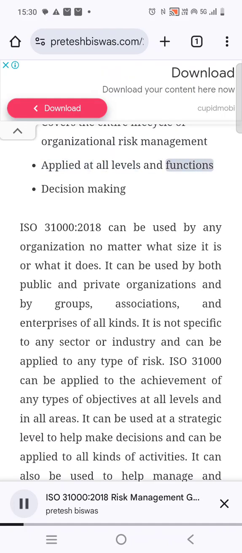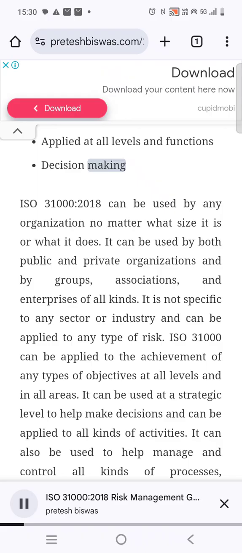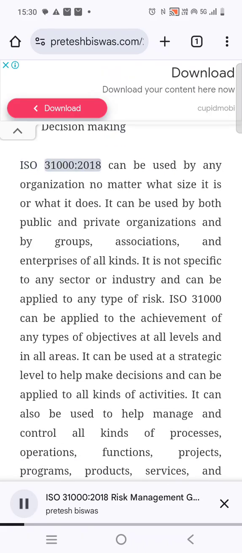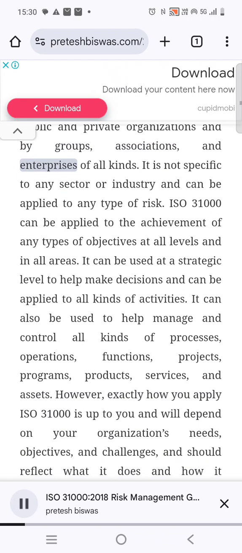Applied at all levels and functions. Decision making. ISO 31000:2018 can be used by any organization no matter what size it is or what it does. It can be used by both public and private organizations and by groups, associations, and enterprises of all kinds. It is not specific to any sector or industry and can be applied to any type of risk.